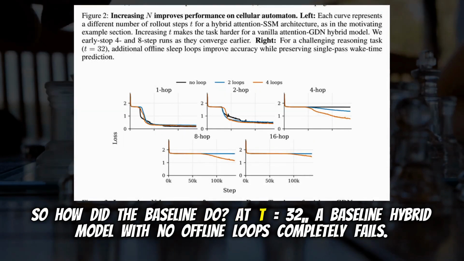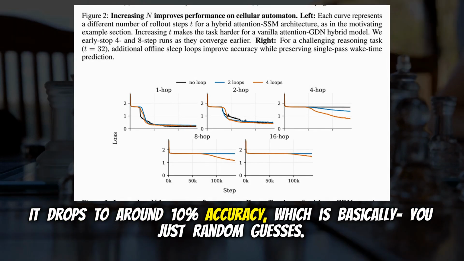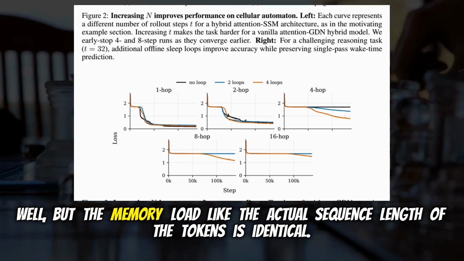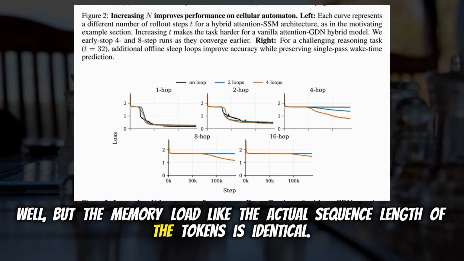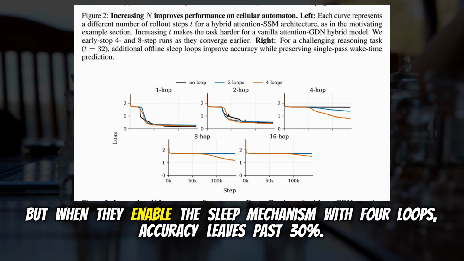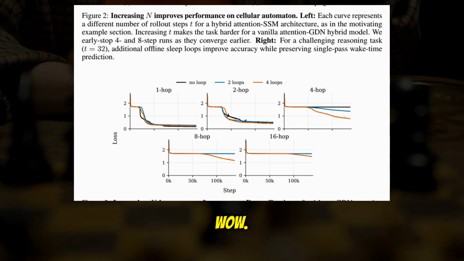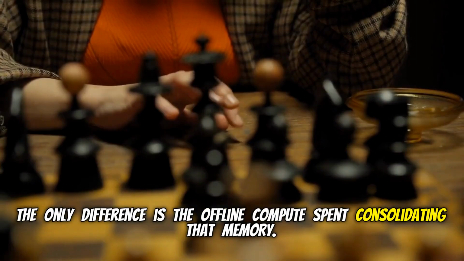At T equals 32, a baseline hybrid model with no offline loops completely fails. It drops to around 10% accuracy, which is basically just random guessing. Exactly, just random noise. Well, but the memory load, like the actual sequence length of the tokens, is identical across these tests, right? Identical. But when they enable the sleep mechanism with 4 loops, accuracy leaps past 30%.